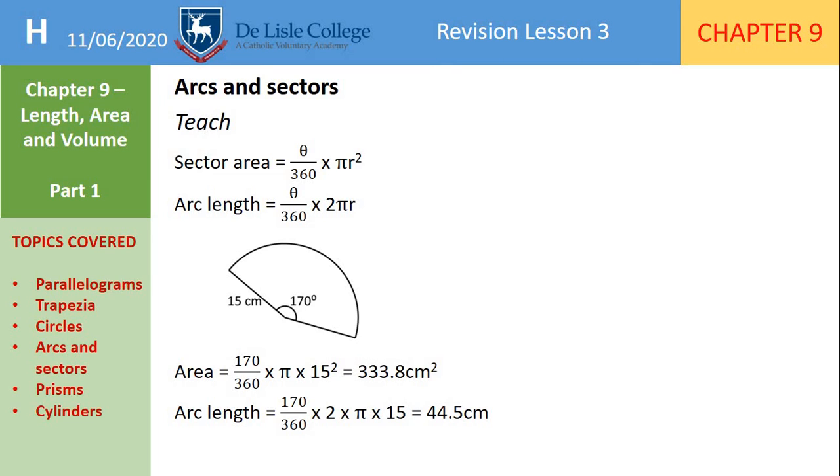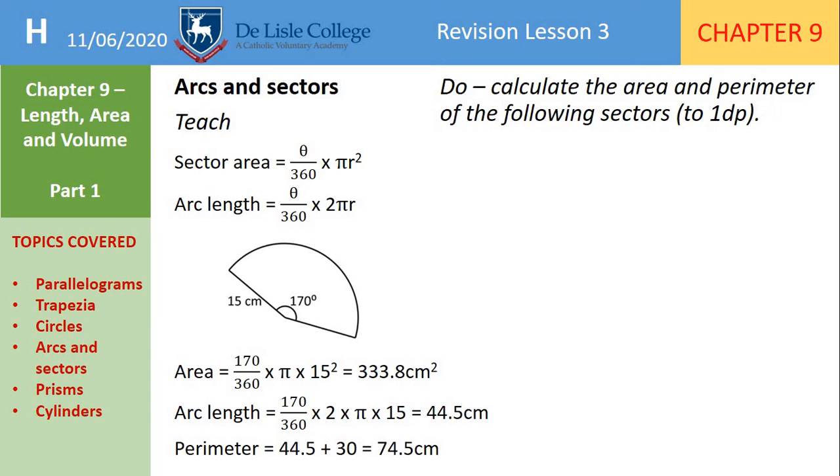If we were asked for the perimeter of this shape, you've got to remember that arc length is only that curved part. So for the perimeter we also need both radii. So we're going to have to add on 30. So the perimeter is 74.5 centimetres.